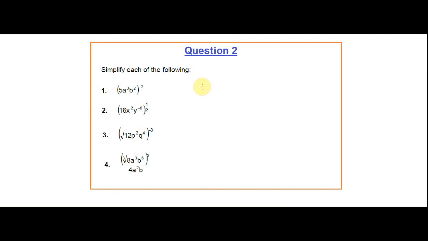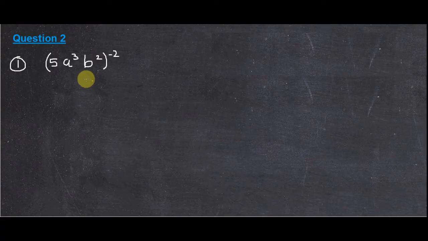Please try this question before looking at the answers. Let's look at the first question. We could do this in more than one way. We could invert this entire term so that the power becomes positive. Or we could first multiply the powers inside the brackets with the power outside. I'm going to go with the first option for no particular reason. So we invert the term. So it's going to be 5a cubed b squared all to the power of plus 2.